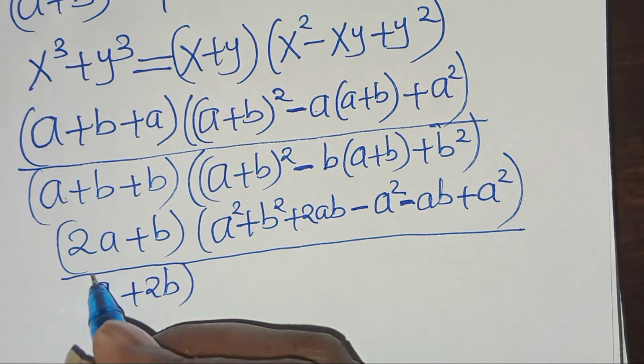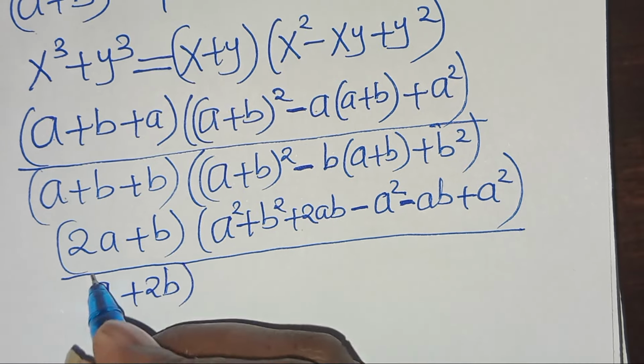And if you check, in the numerator, a squared plus b squared plus ab, and here a squared plus b squared plus ab is the same. So we can simplify this so that now we have 2a plus b divided by a plus 2b.